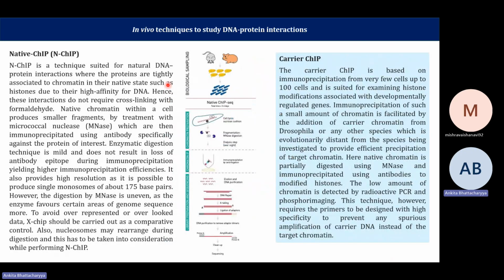Then we have native ChIP, where proteins are present in their native condition, bound to the chromatin. The most common example you would find is histones, which have very high DNA affinity, and hence these do not require any formaldehyde cross-linking. The native chromatin within a cell produces very small fragments by MNase treatment, which can be immunoprecipitated using an antibody specifically against the protein of interest. This technique is quite mild. It does not result in loss of antibody epitope during immunoprecipitation. So this is another method.